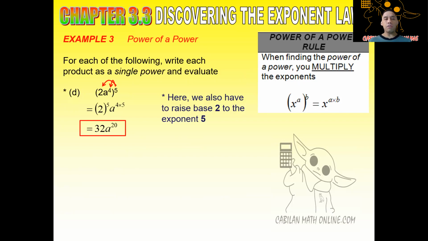Now, again, just to reemphasize the importance of this one, if you take a look at the coefficient of 2, you're raising that coefficient of 2 to the exponent 5, you're not multiplying it.